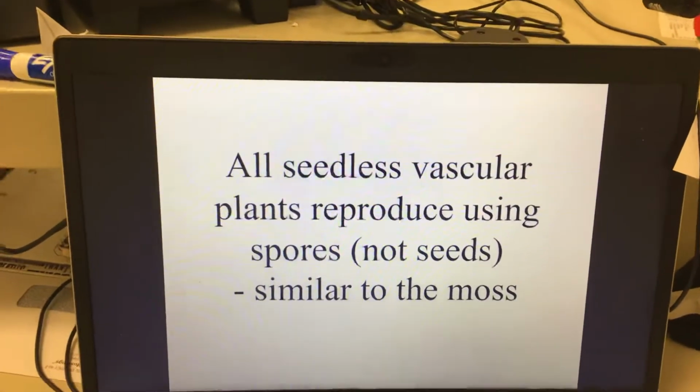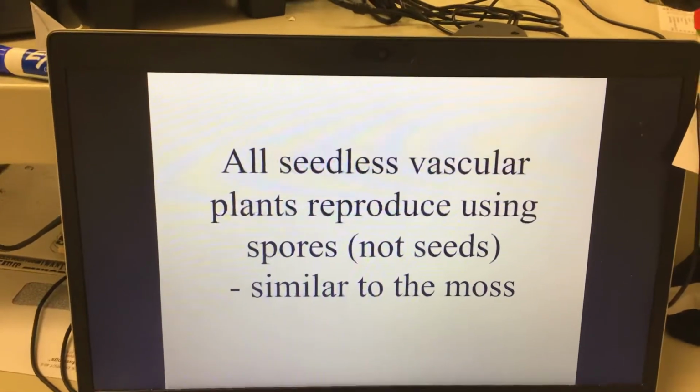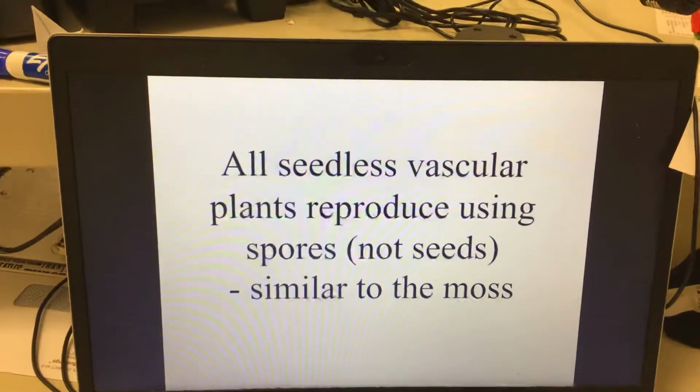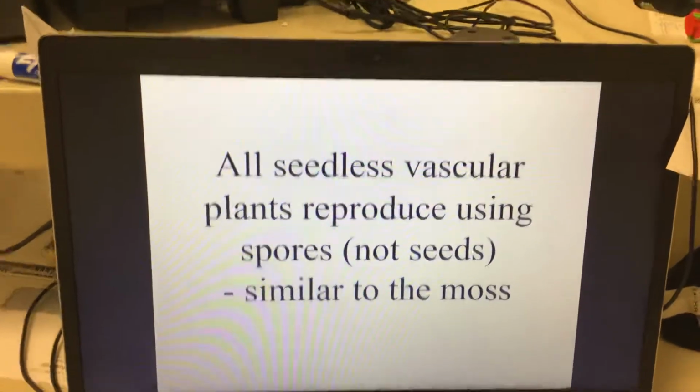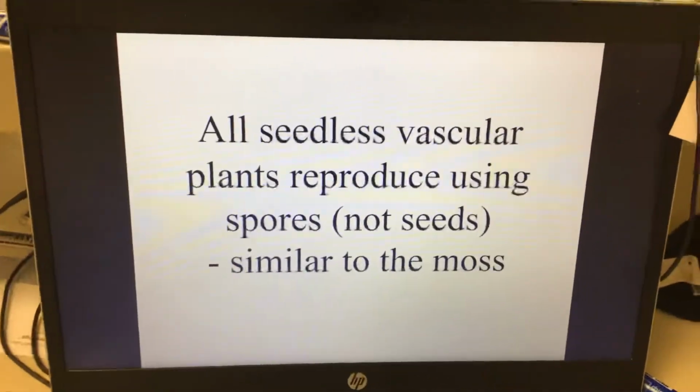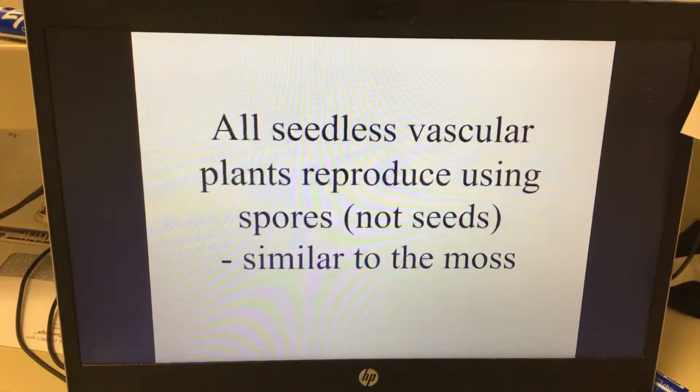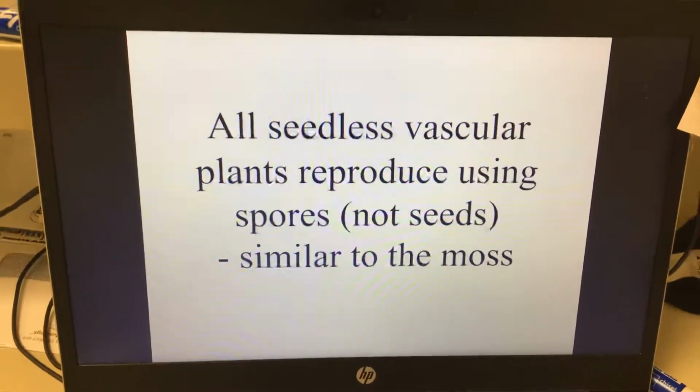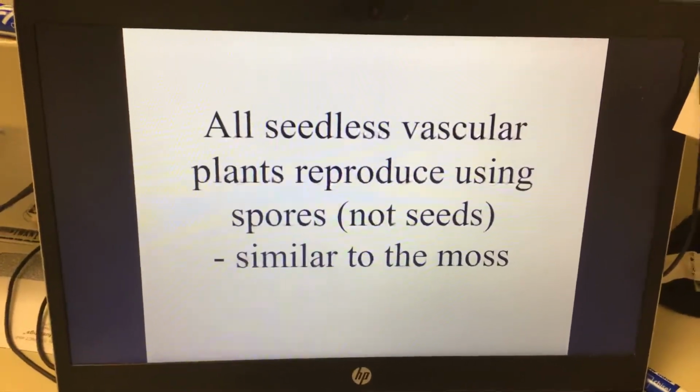I would write this down. All seedless vascular plants reproduce using spores, similar to moss. So all seedless vascular plants reproduce using spores instead of seeds. It's exactly what we talked about the other day.